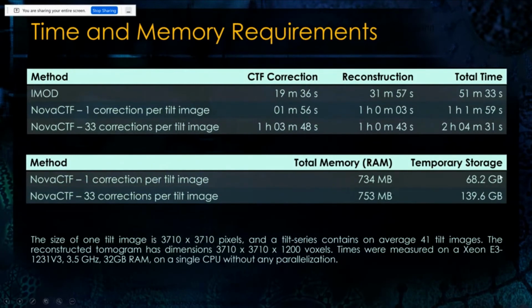What is a bit higher and dependent on how many corrections you do is the temporary storage, because obviously one tilt series in this case has 2 gigabytes. So if you have 33, then you have 66 gigabytes more, and with each new tilt series you get 2 more gigabytes. You need this for the reconstruction as storage. Once you have your tomogram, you can delete it, so it's really temporary and typically not a bottleneck for us.